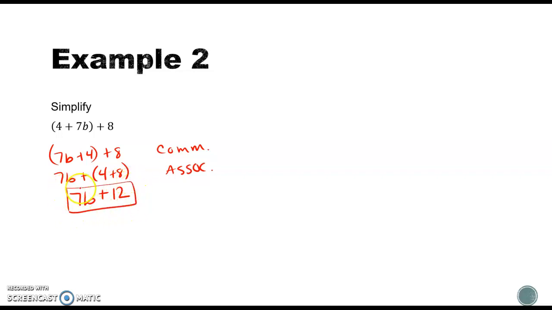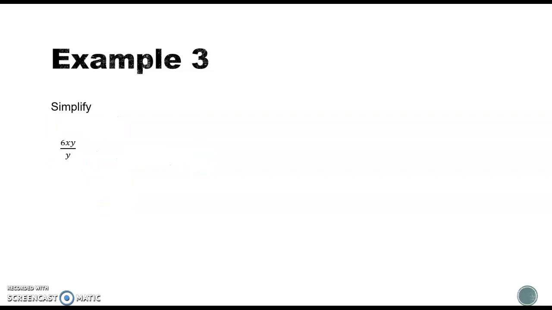Now, yes, like I said, most of us just go like terms and combine them together. But this is why you can do that, because the commutative property allows us to change the order, and the associative property allows us to change where the parentheses are.